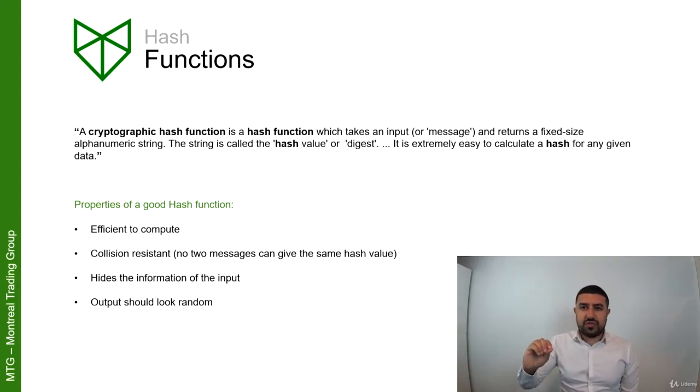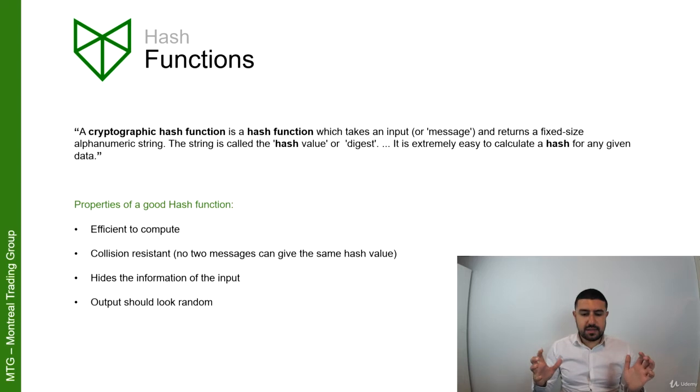Now, good hash functions have several properties. They are efficient to compute, right? So you can give them a big file, a small file, an extremely large file, and it's very quick to compute. That's very important for a hash function, because the reason why we use them requires them to be quick. They are collision resistant, meaning that if you give two different files or messages to a function, the return values are going to be different. They're not going to be the same. They also hide information about the input and they look random.